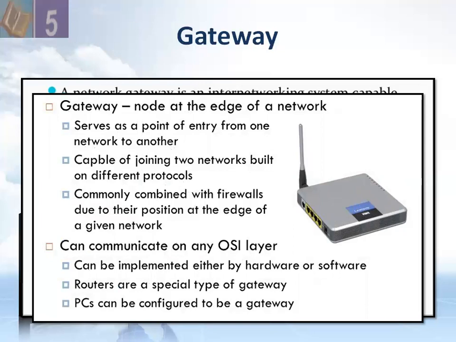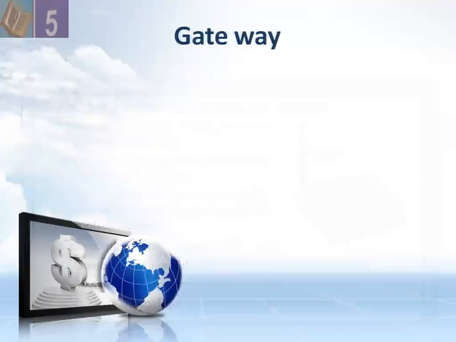A gateway node at the edge of a network serves as a point of entry from one network to another, capable of joining two networks built on different protocols, commonly combined with firewalls due to their position at the edge of a given network. It can communicate on any OSI layer and can be implemented either by hardware or software. Routers are a special type of gateway. PCs can be configured to be a gateway.